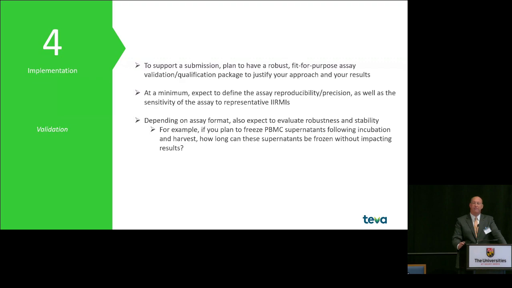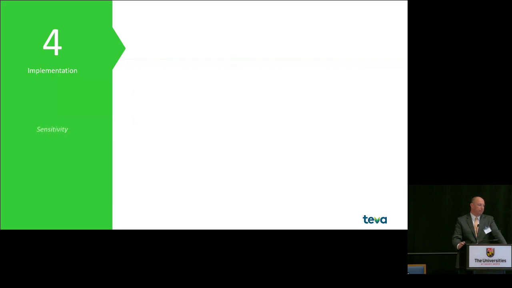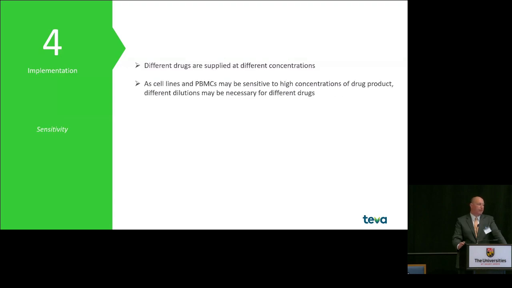Depending on the assay format, also expect to evaluate robustness and stability. For example, if you plan to freeze the PBMC supernatants following incubation and harvest, how long can those supernatants be frozen without impacting the results? For sensitivity, different drugs are supplied at different concentrations. As cell lines and PBMCs may be sensitive to high concentrations of drug product, different dilutions may be necessary for different drugs. In turn, different dilutions will impact the sensitivity and performance of the assay.